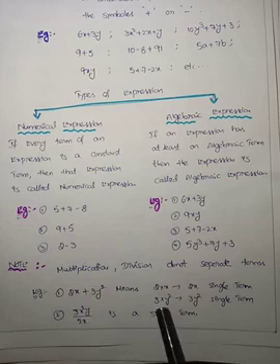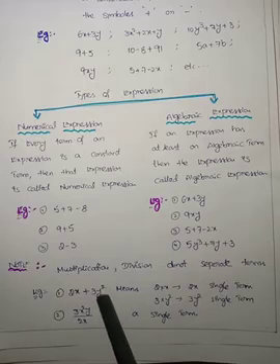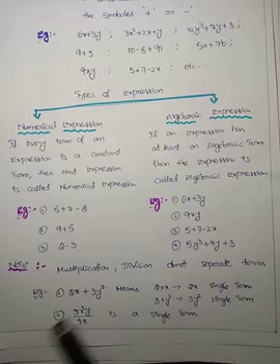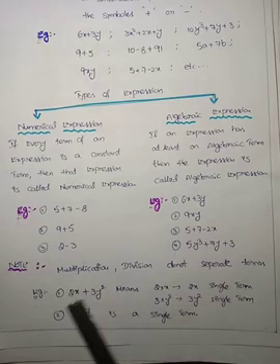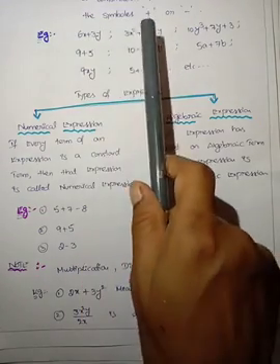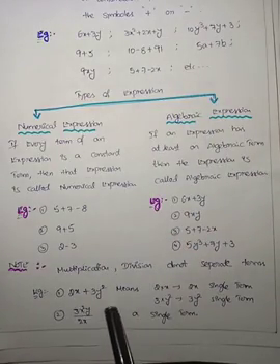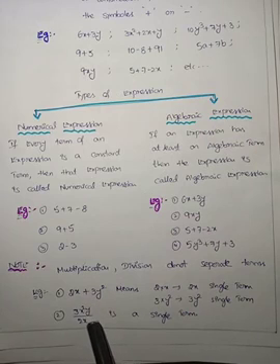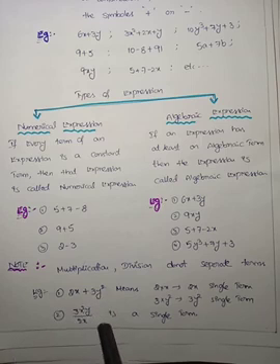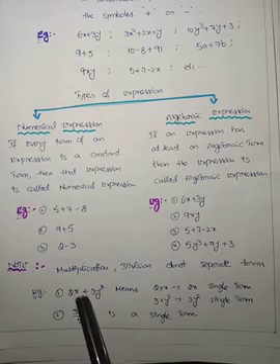It is also a single term. Don't say 3x square is one term and 2x is another, giving two terms. Don't say that, because we are already saying the terms are separated by addition and subtraction, not multiplication and division. So here there is a division: 3x square y divided by 2x. 3x square y upon 2x is a single term.